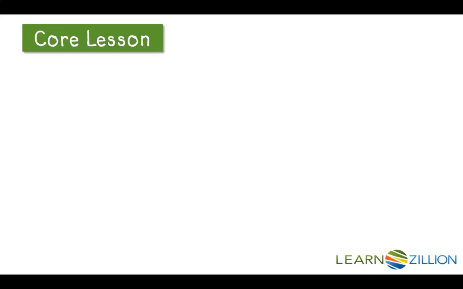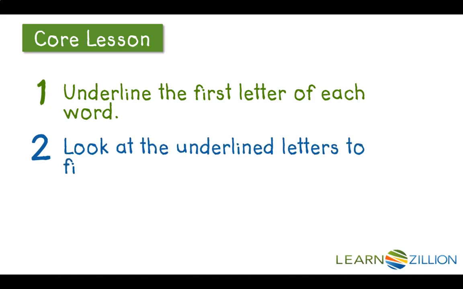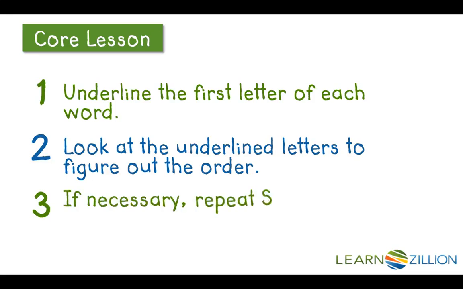To alphabetize, there are three simple steps. First, we need to underline the first letter of each word. Then, we need to look at the underlined letters to figure out the order that the words should come in. Lastly, if words start with the same letter, you should repeat the process with steps 1 and 2 with the next letters in the words.